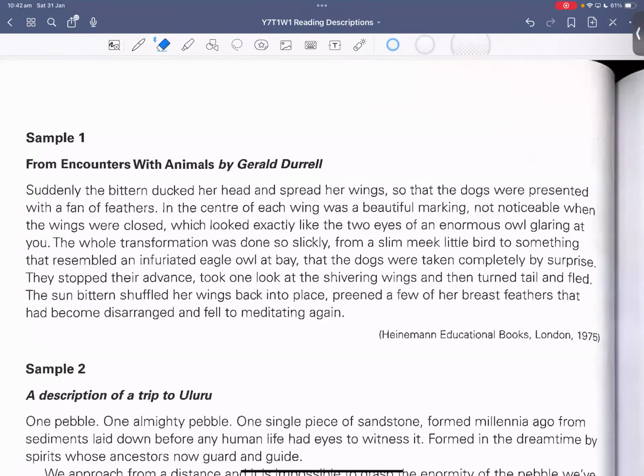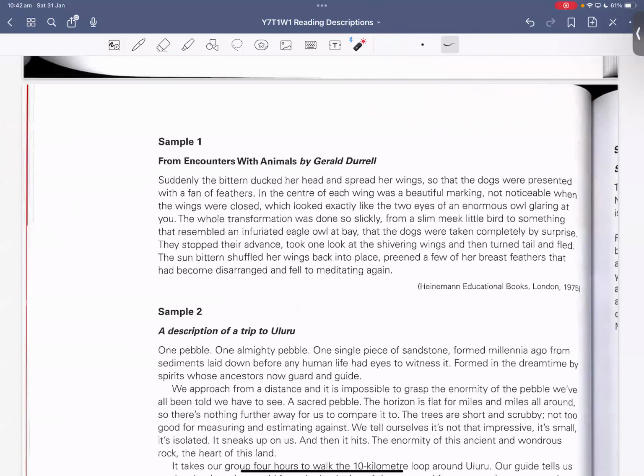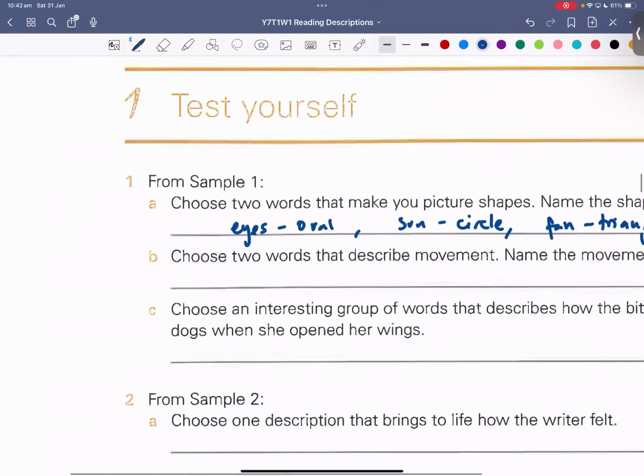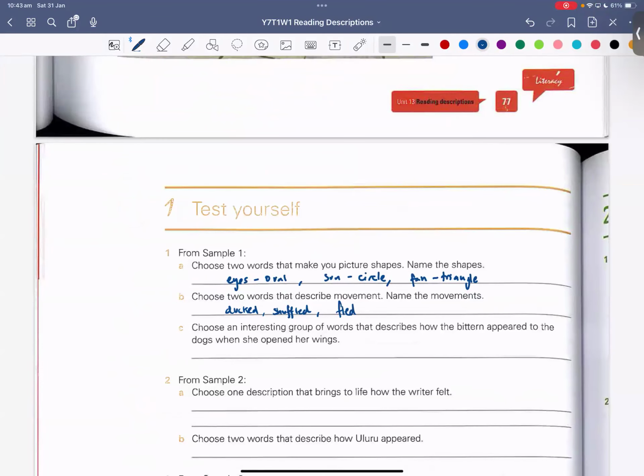Yes? Fled? Where is fled? Meditation. Yes, fled is a good one. What else? Yes? Shuffled? Where's shuffled? Oh, there? Yes? Ducked, yes. So let's write ducked, shuffled. I'm sure there's a lot more, but we'll write these 3. Ducked, shuffle, and fled. You guys don't need to write now. When we get the booklets, you can write.